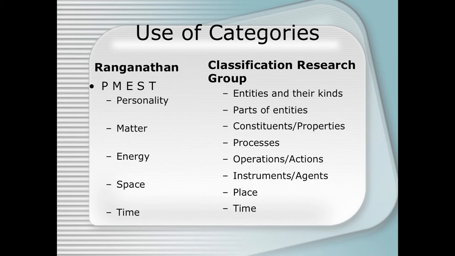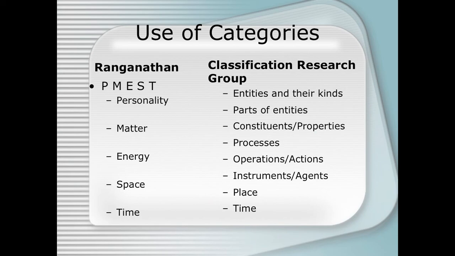So first of all, we have personality, the focal or most specific subject of the resource. We have matter, the materials, substances, or components that make up the subject. We have energy, an activity, a process, or an operation. Space, so a place, a geographic location of the subject, and then finally time, a chronological period associated with the subject, a year, a season, a century, etc.